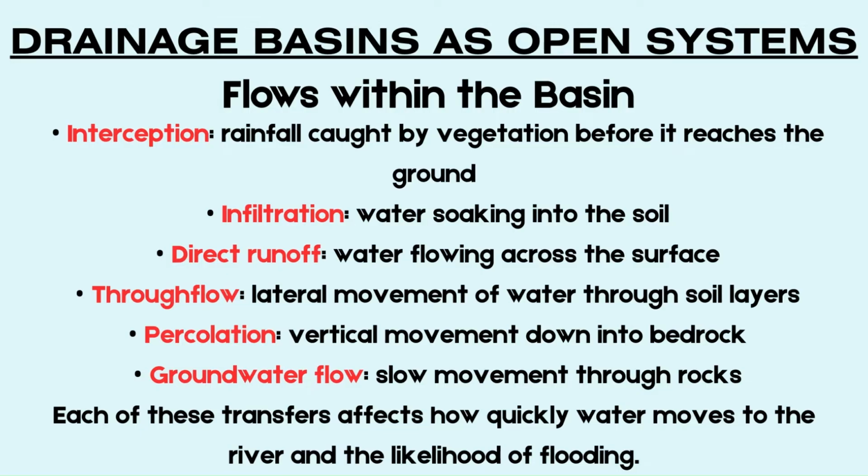Interception, vegetation intercepts rainfall, preventing immediate surface contact. Infiltration, water soaking into the soil. The permeability of the soil affects how much water can infiltrate.